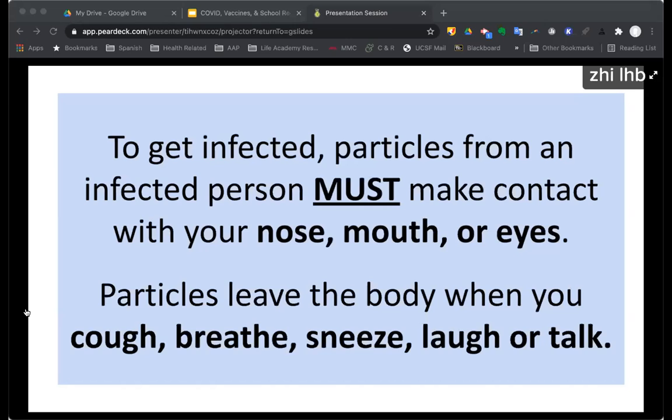So how do these particles go everywhere? Well, when you cough or when you talk, even if you put your hand in front of your mouth, you'll feel a little bit of moisture. Those are particles leaving your body. And if your droplets have SARS-CoV-2, that can put them at risk of traveling. These particles leave our bodies when we cough, when we breathe, when we sneeze, when we laugh, and when we talk.